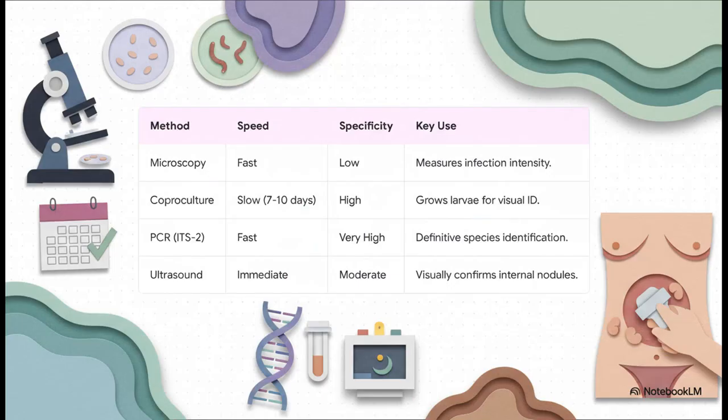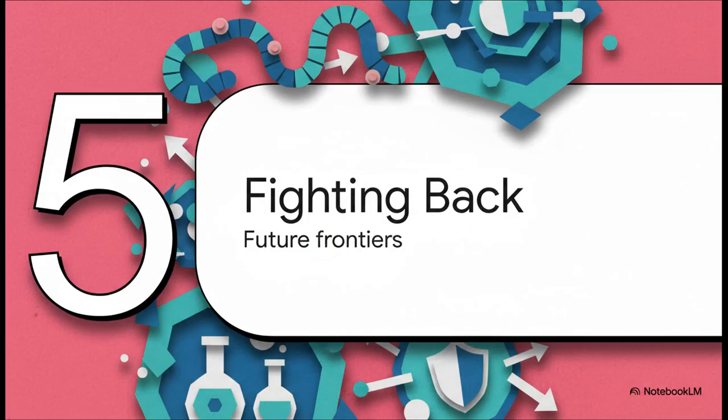So, to get a truly accurate diagnosis, you need a whole toolkit. Standard microscopy is quick, but it can't tell the species apart. The traditional gold standard is something called copper culture, basically growing the eggs into larvae, which takes over a week, but then you can see the difference. Much faster and more definitive is a molecular PCR test, which looks for a specific genetic marker to get a definitive DNA fingerprint of the parasite. And finally, you can use an ultrasound to literally see the nodules in the gut, confirming the physical damage. Knowing your enemy and how to find it is half the battle, right?